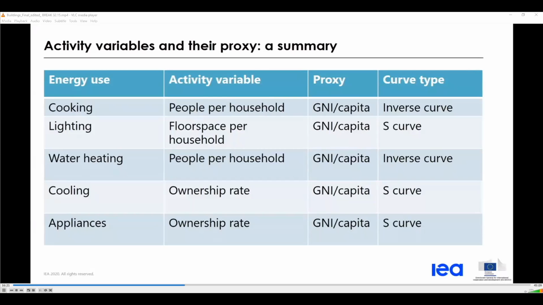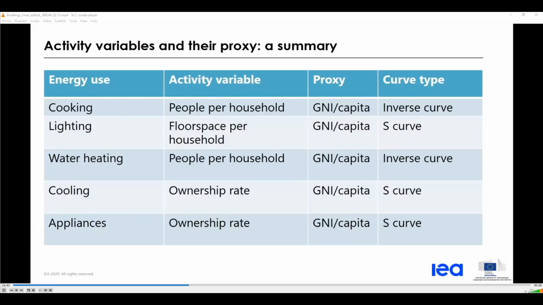And then further on, the proxy that we use, so the economic variable that is a key variable for us to help to understand the relationship between evolving economic conditions and the activity variable. And then finally on the right, the type of curve and the type of equation that we use to connect the proxy with the activity variable.